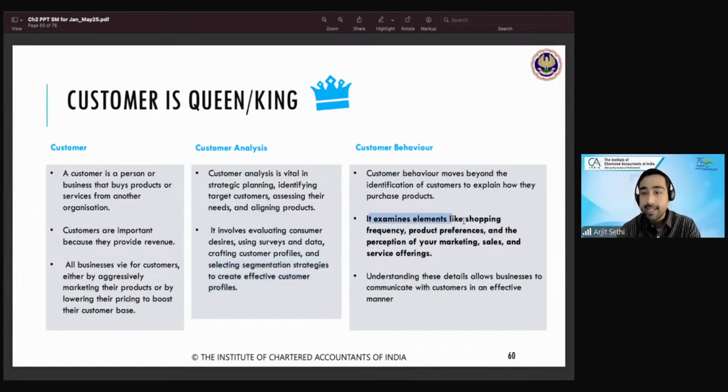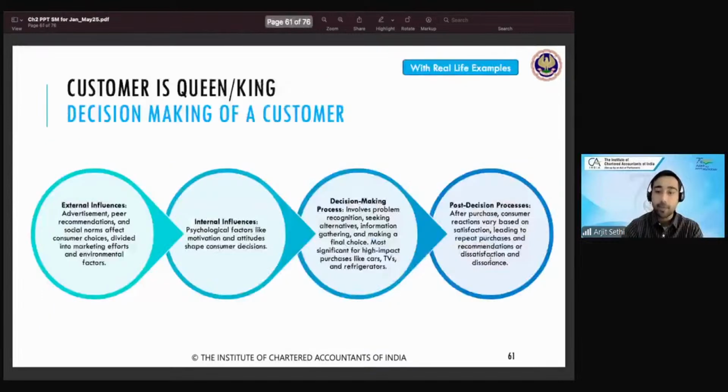Consumer behavior: examine elements like their shopping frequency, their product preferences, and their perception of your marketing, sales, and service offering. Understand what they value. Understand what they really pay for. They pay you money for the product, for the service, for you, for your brand identity, for their own satisfaction. Why are they paying money to you? Understand that, play on that. That's understanding consumer behavior. Okay. Now, the decision making of the consumer goes in certain phases.